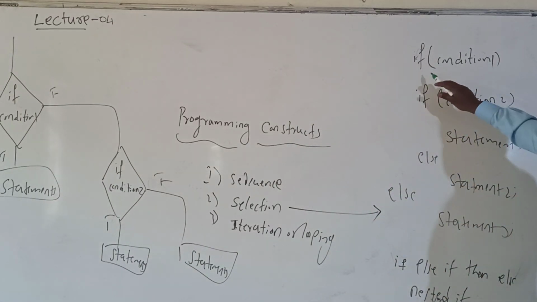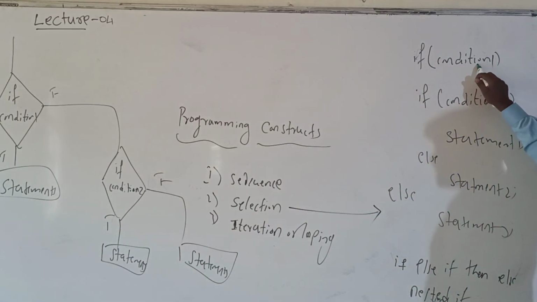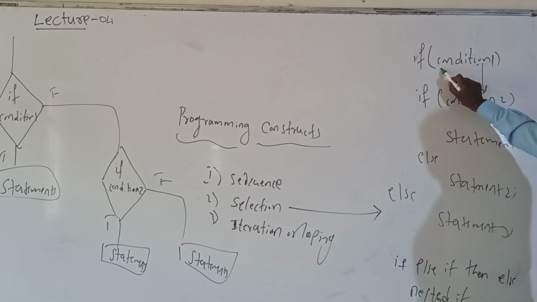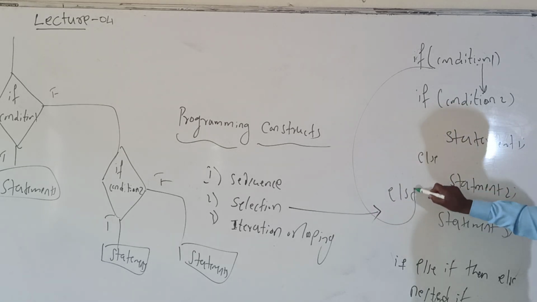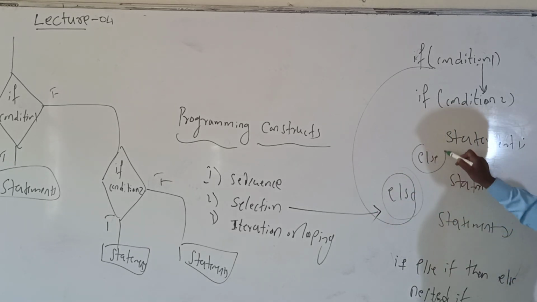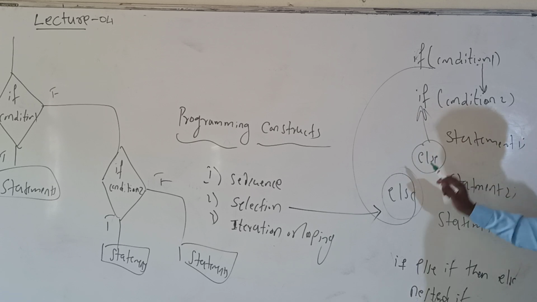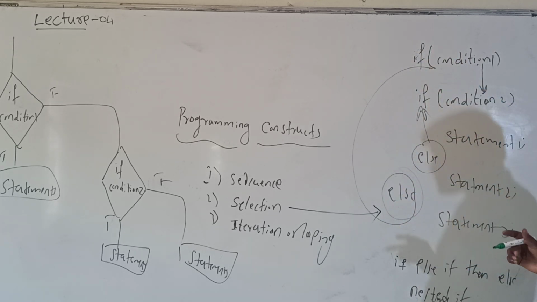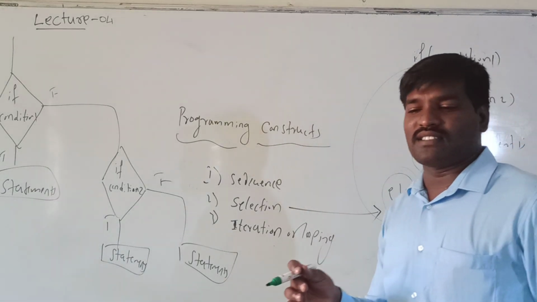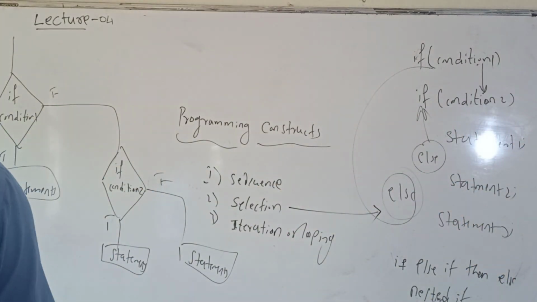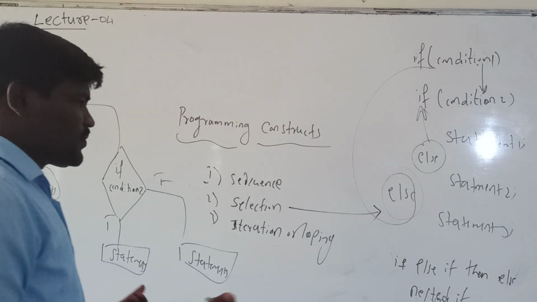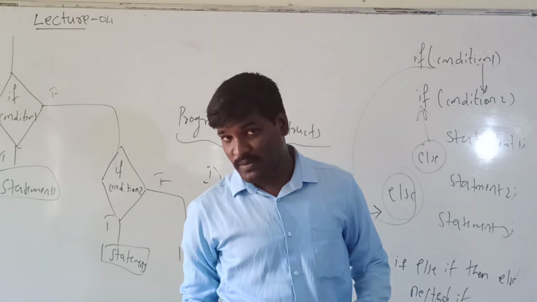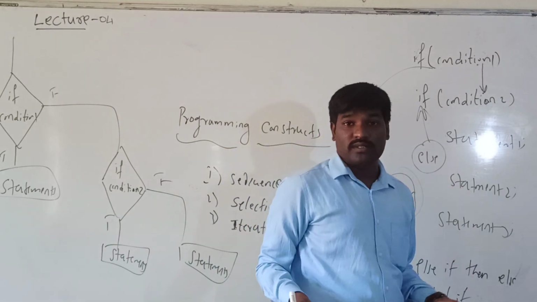See here, first it will check condition 1. If it is true, it will check condition 2. Suppose condition 1 is false, it will come to the else block. This else belongs to the inner if condition, and the outer else belongs to the outer if condition. Nested if means an if inside another if condition. Suppose in the else block you want to define an if condition again, that is also possible, or you can directly define else if.